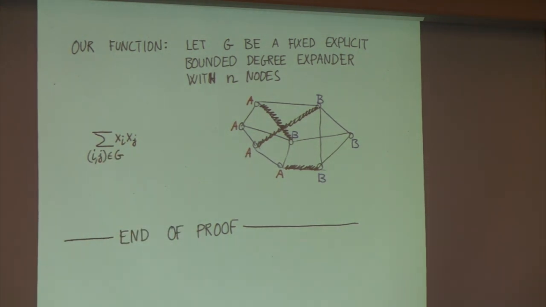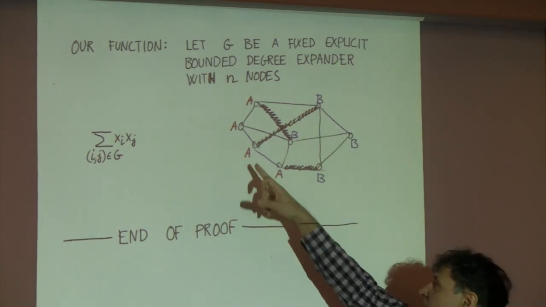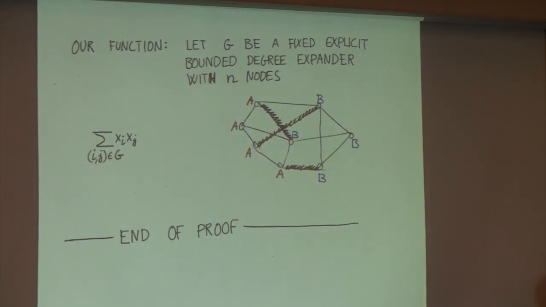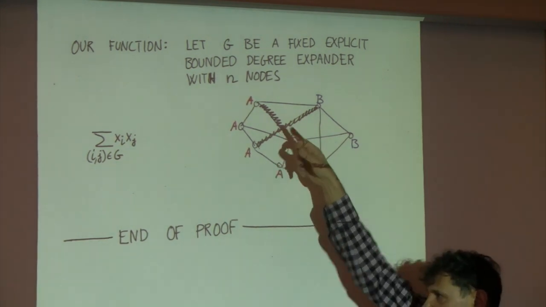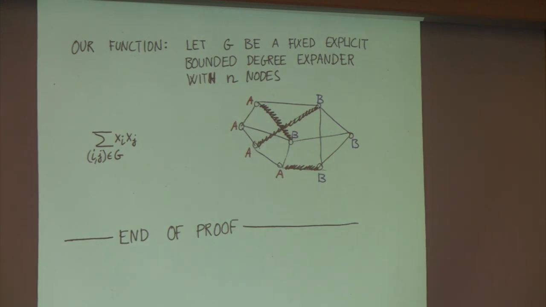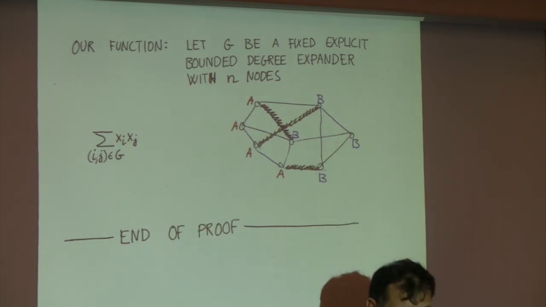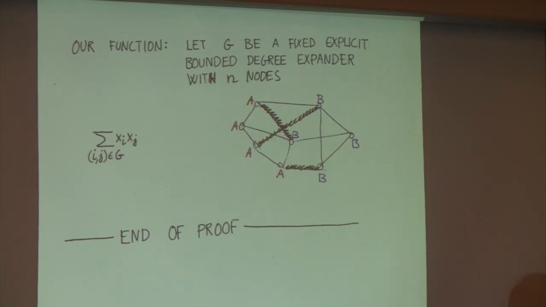And now if the enemy puts these labels, Bob, Bob, Bob anywhere, or Alice, Alice, Alice anywhere on your variables, then because it's an expander graph, there is a large cut, and you can embed the inner product into your function. And so this function has the property that for an arbitrarily chosen balanced cut, you have large communication. End of proof.